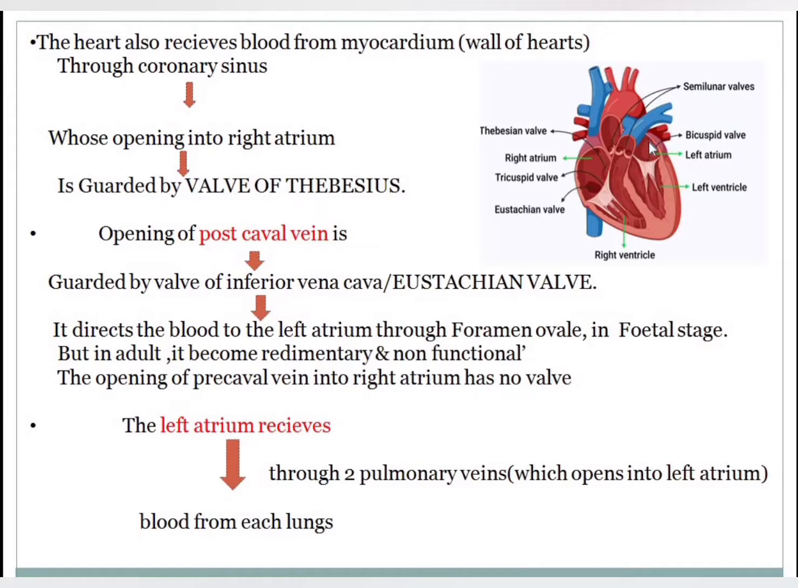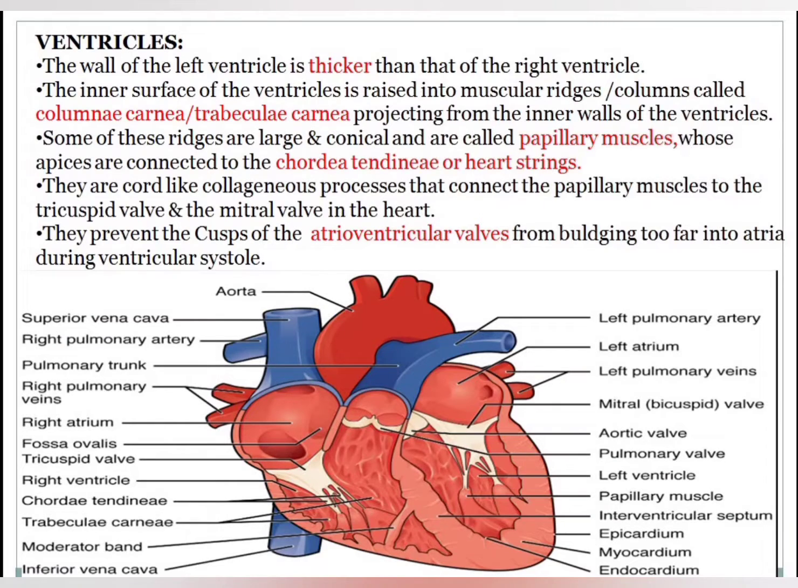At the top of this, see here, these are the pulmonary veins, which are attached to the left atrium. There is a valve in between the atrium and ventricles. It is called the bicuspid valve. Next, let's talk about the ventricles.